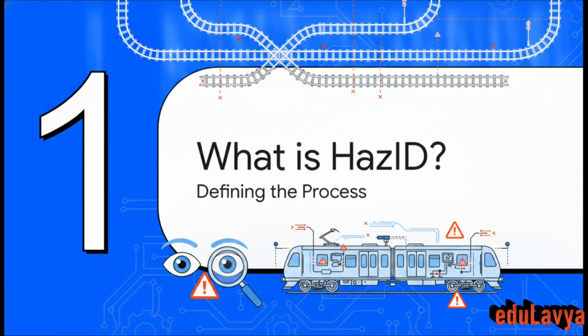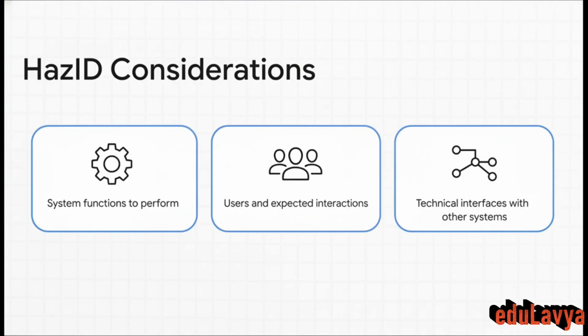Let's kick things off with Section 1. What is hazard identification? At its absolute core, HazID is the proactive, systematic process of finding conditions that could trigger an accident. But to accurately spot these hazards, you've got to comprehensively define three crucial areas. First, you need to understand the functions the system has to perform, like what is it actually built to do? Second, the users. Who is interacting with the system and how are they going to behave? And third, the technical interfaces with other systems.